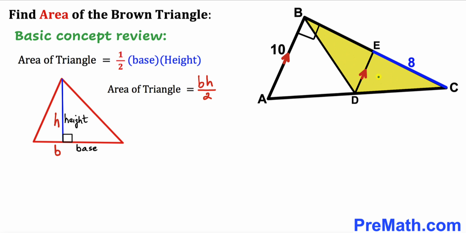And now let's focus on this brown triangle BCD. We know that this angle is 90 degrees. We also know that AB is parallel to DE. So this angle DEC is going to be 90 degrees as well. And in this brown triangle, this side is going to be our base, and this DE is going to be our height. So I'm going to label this base BC as lowercase b and this height DE as lowercase h.